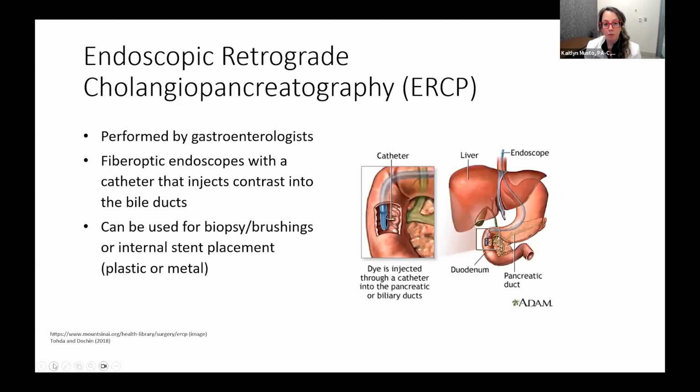ERCP is also performed by gastroenterologists. This is another procedure where an endoscope is used. In this case, there's a catheter that injects contrast into the bile ducts, and this can identify the site of obstruction. This can also be used for biopsy, brushings, or stent placement.